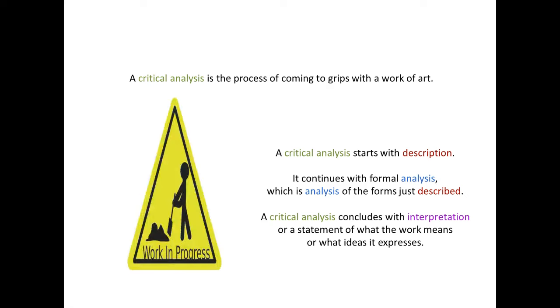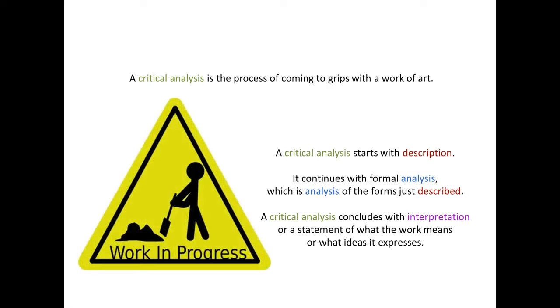A critical analysis starts with description. It continues with formal analysis, which is analysis of the forms just described. A critical analysis concludes with interpretation, or a statement of what the work means or what ideas it expresses. This video will focus on description, what it is and how it is done.